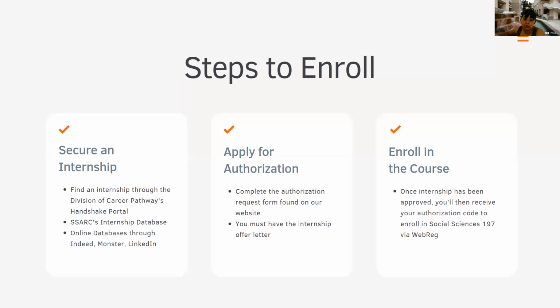Once you have that in hand, at SARC we have an authorization request form that you will fill out. This allows you to upload your offer letter and provide us additional details, and then we'll review it. Once it is approved, we'll reach out to you with your authorization code to be able to enroll in Social Science 197. Please note that for fall, winter, and spring, an authorization code is required to enroll. However, summer session is a little different in that an authorization is not required to enroll if you decide to enroll in 197 during summer session later next year.